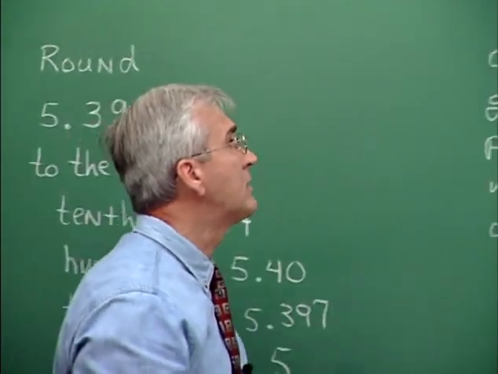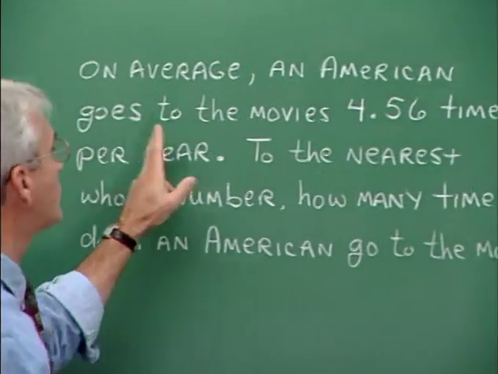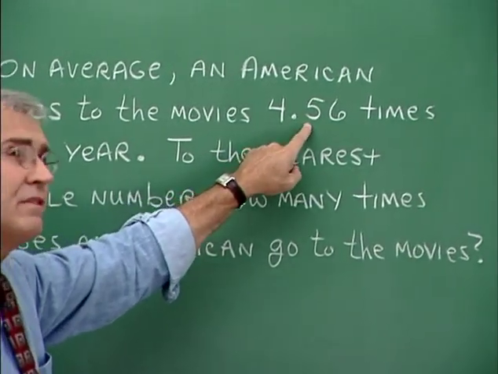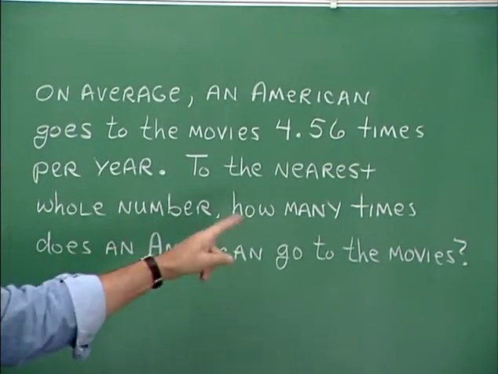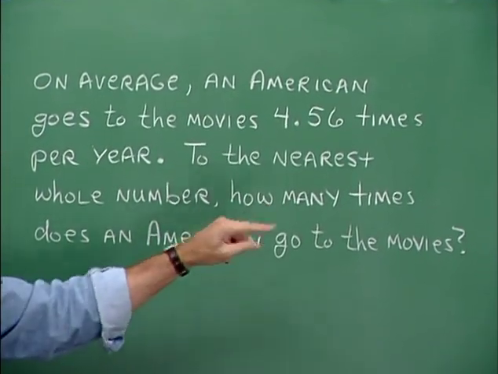Consider this problem. It says, on average, an American goes to the movies 4 and 56 hundredths times per year. To the nearest whole number, how many times does an American go to the movies?